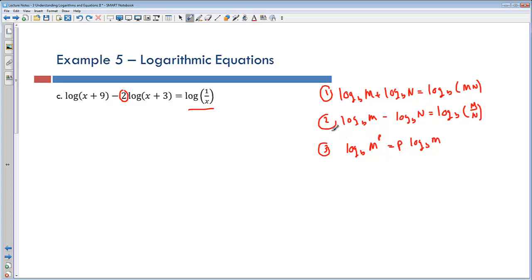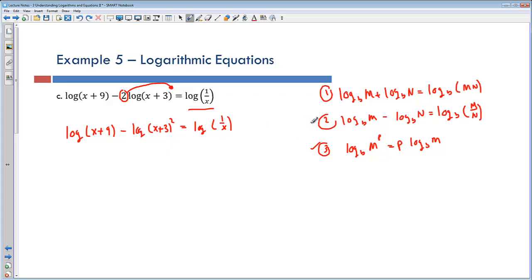And so we're going to use these rules this time to solve this equation. So the idea is you can actually bring these logarithms together, but before you do that, you have to put this up in the exponent. So let's do this one step at a time. So what we have here is log of x plus 9 minus the log of x plus 3 squared. And that's still equal to, on the right-hand side, log of 1 over x. So that was by property 3, that power rule.